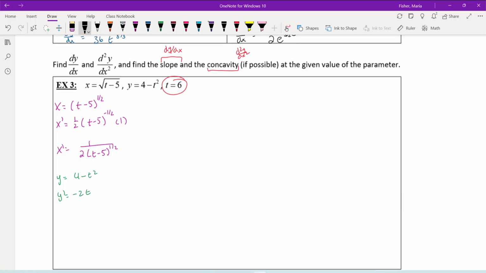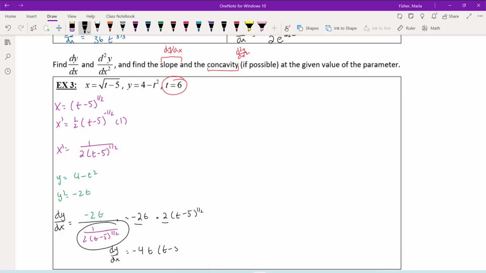If we put all this together, dy/dx is going to equal this negative 2t divided by 1 over 2 times (t minus 5) to the 1/2. But the problem is we're dividing by a fraction, and we know that that's going to be the same as multiplying by the reciprocal. So if I take the reciprocal of this guy, that is 2 times (t minus 5) to the 1/2. In the end, dy/dx here is going to equal negative 2 times 2, or negative 4t times (t minus 5) to the 1/2.